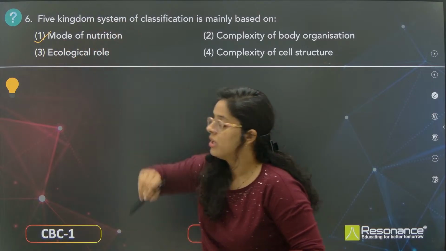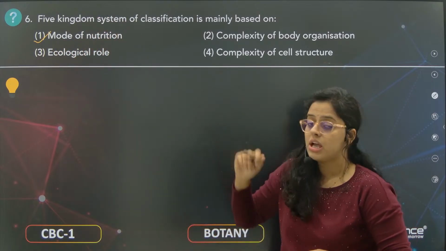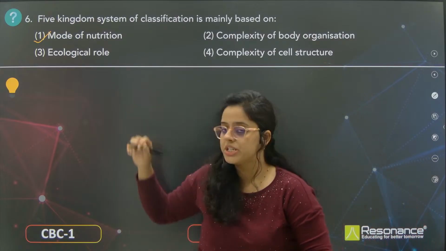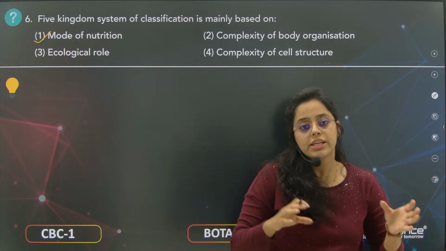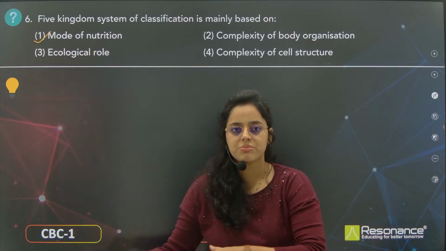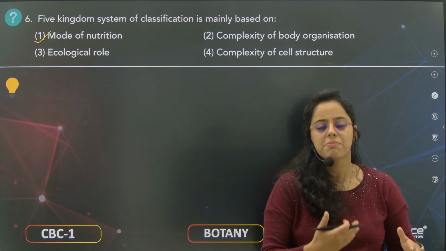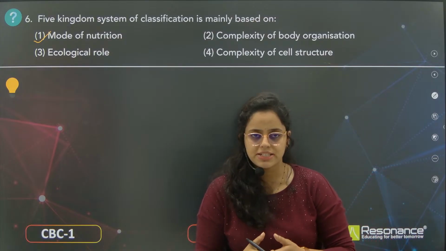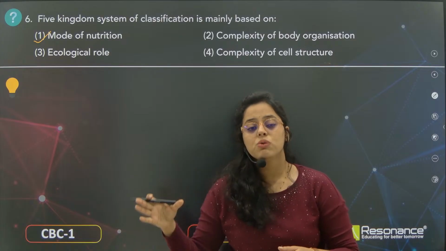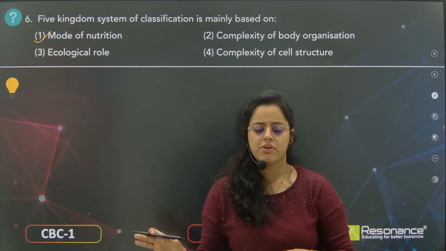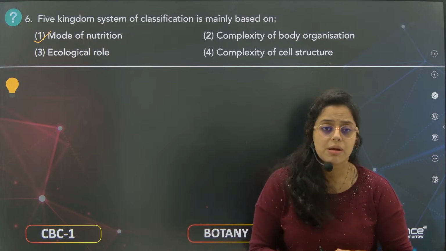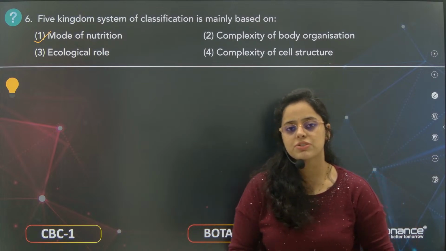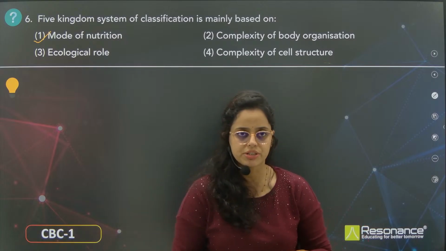Although all these are important aspects of five kingdom classification, if you see, different kingdoms have different modes of nutrition. Monera can be autotrophic, can be parasitic, right? Whereas Protista also can be autotrophic and parasitic in nature. Fungi are strictly saprophytic in nutrition, Plantae are autotrophic, and animals are heterotrophic in mode of nutrition, right?